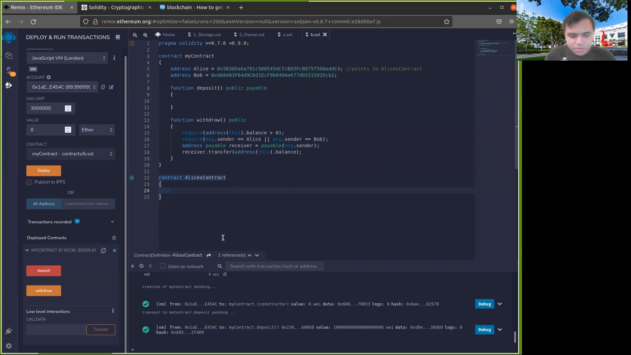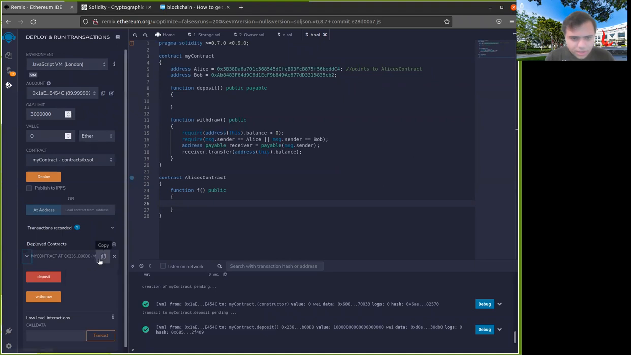Okay. So let's say I have a function here. Let's call it f for now. And let's say that it's public. Okay, so how can I call the withdraw function of a different contract in my current contract? Well, I basically need the address of this other contract. Okay, so I have already deployed this other contract. So this is the other contract, and I can just copy its address.